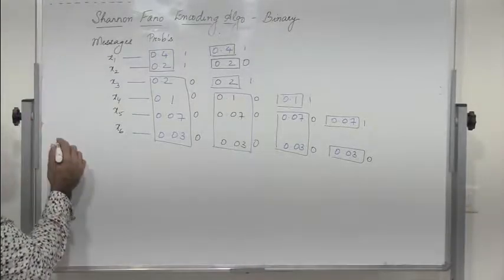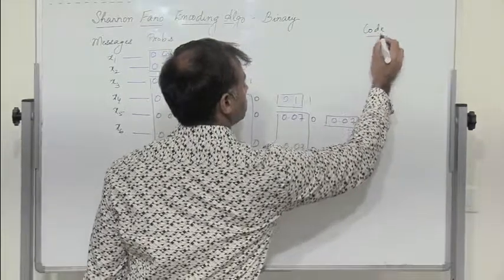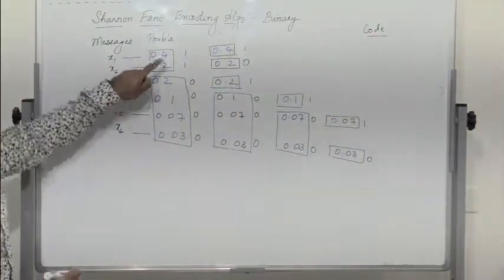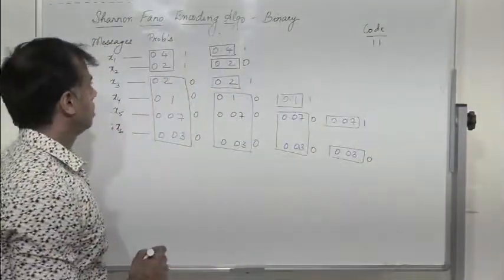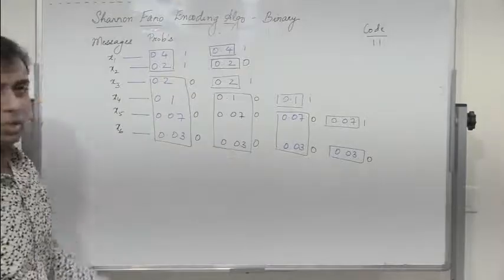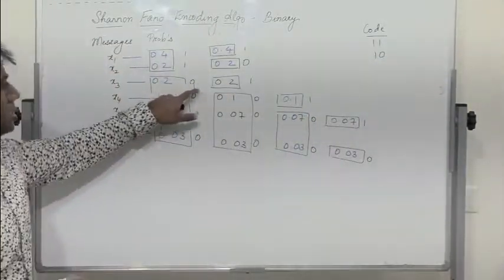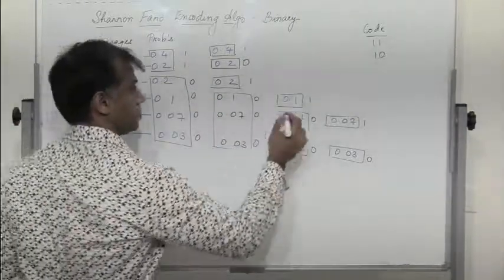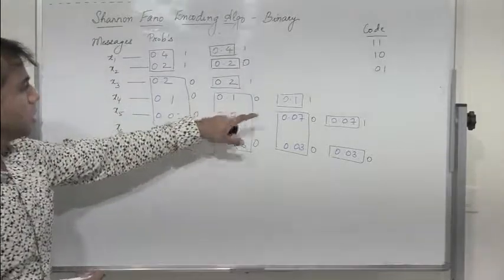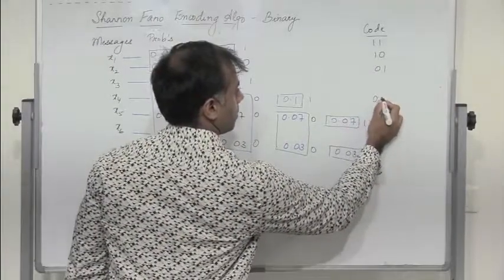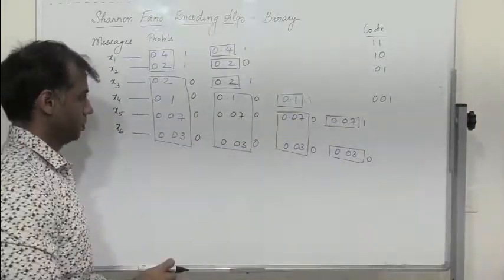So what are the codes? The code for X1 is 11. The code for X2 is 10. The code for X3 is 01. The code for X4 is 001. The code for X5 is 0001.